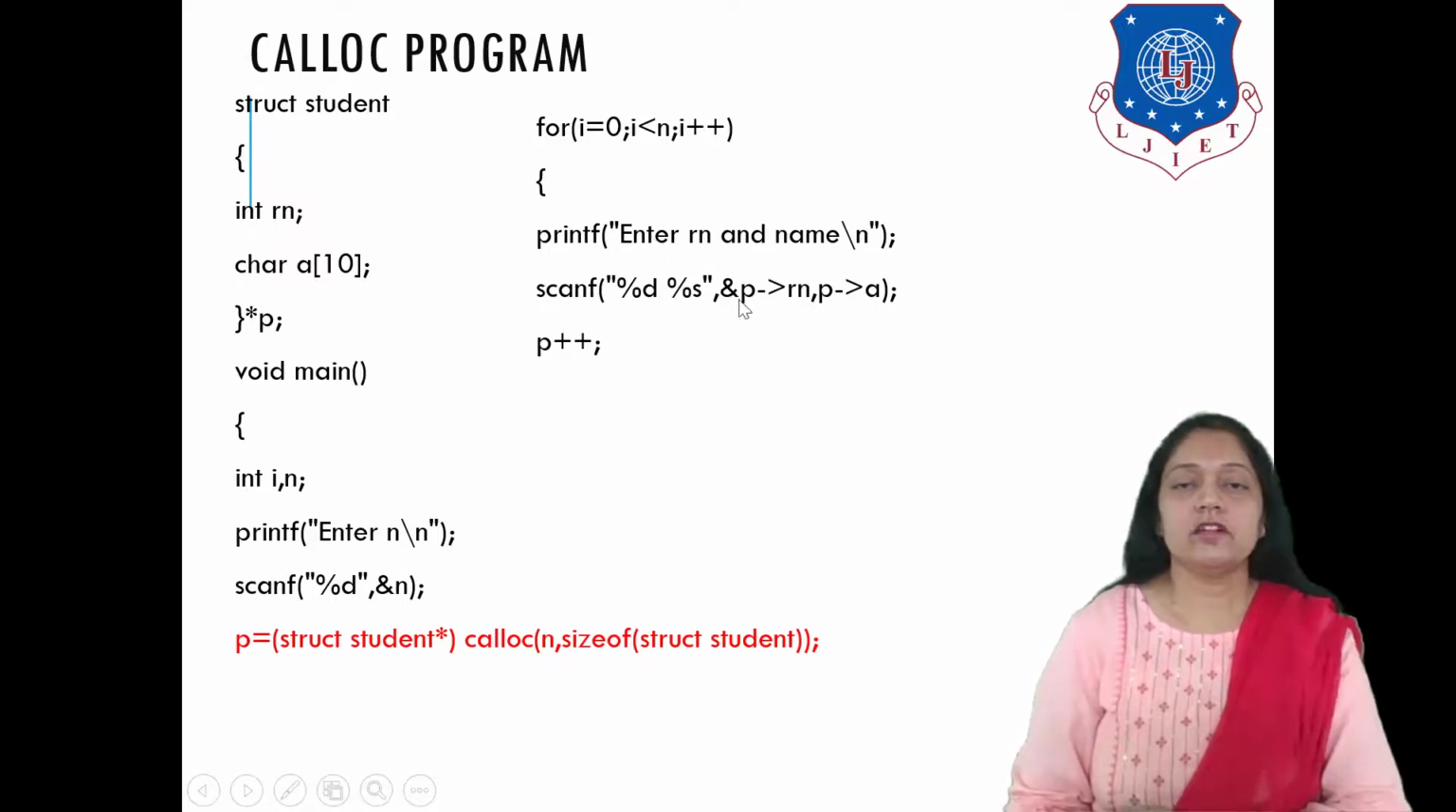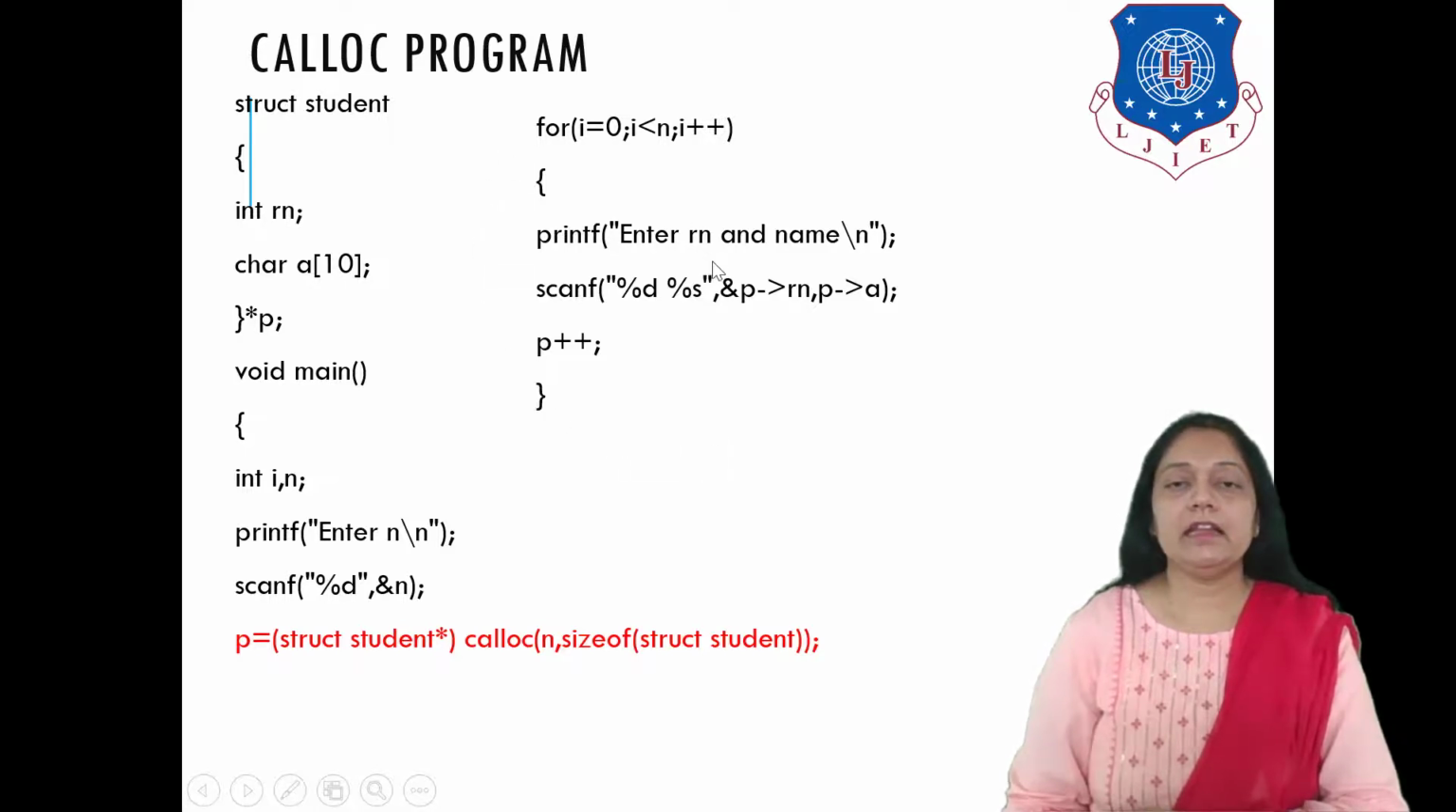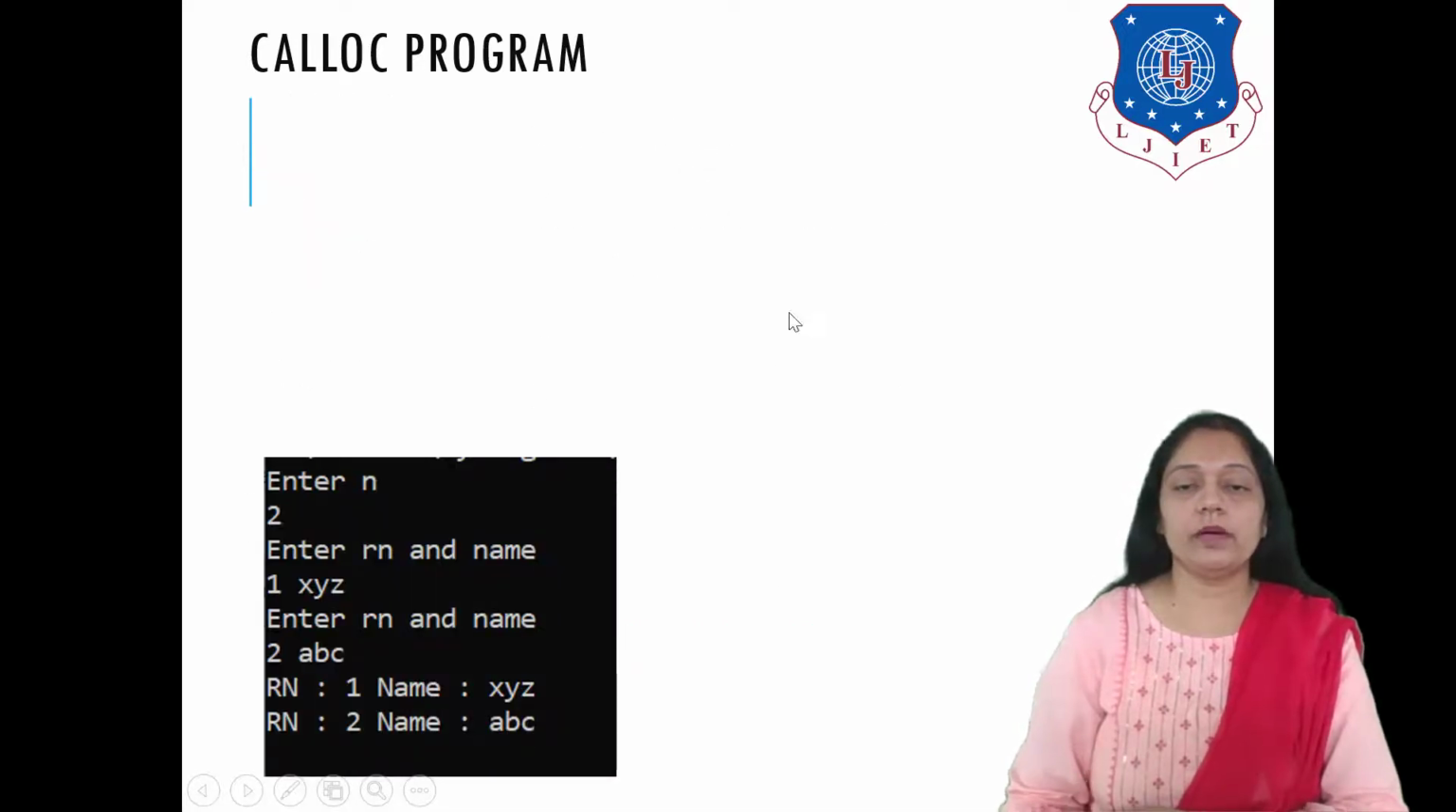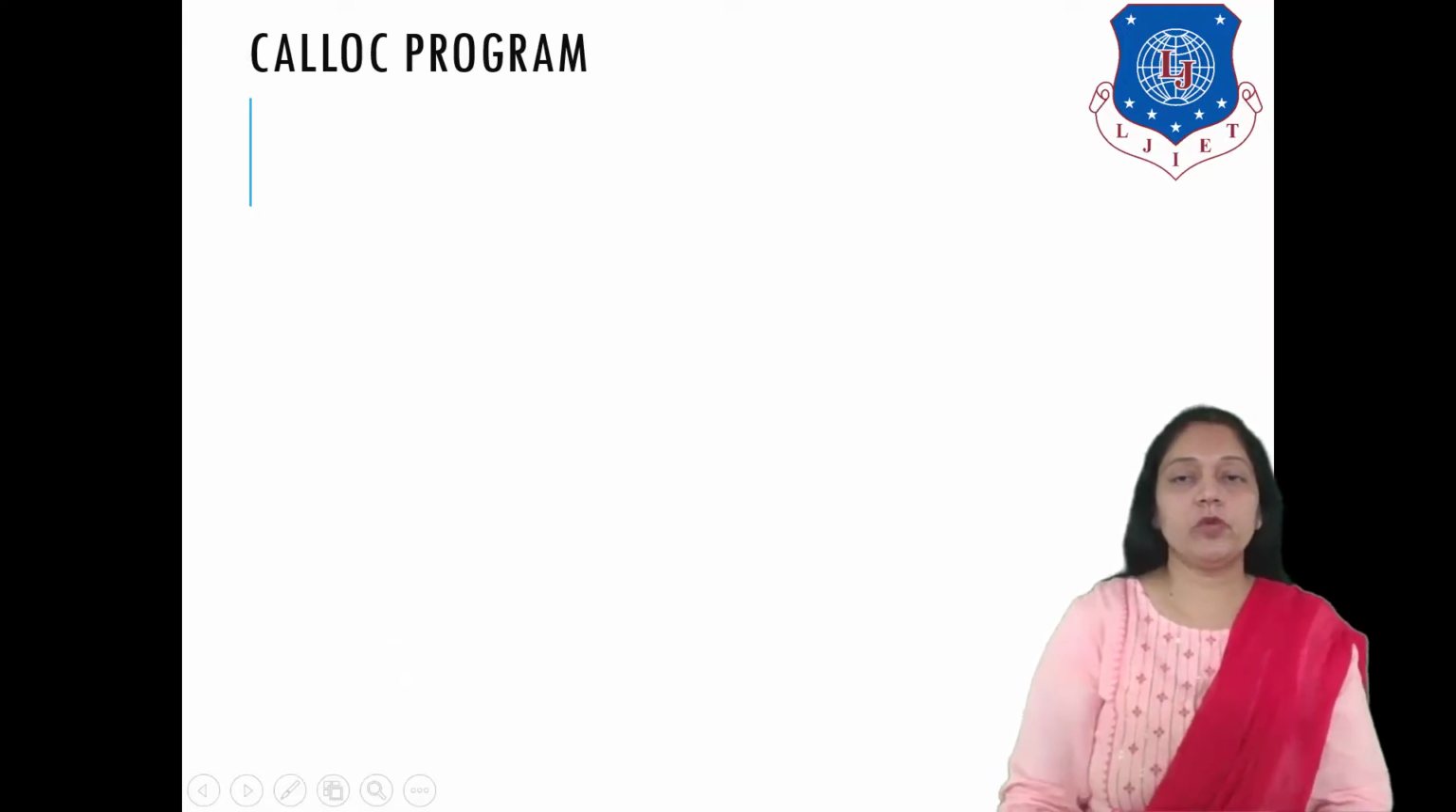So this is the data of the first student. Now increment, P++. When you increment P++, the pointer would go to the next block, and for the next block you enter the roll number and name, and go on up till n times. So for n number of students we are entering the values of roll number and A. I'll continue with the program here.